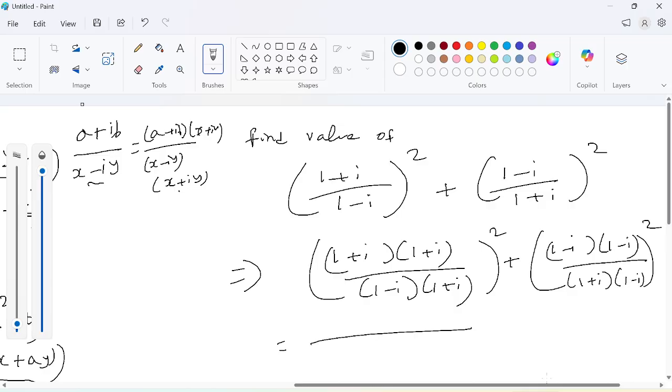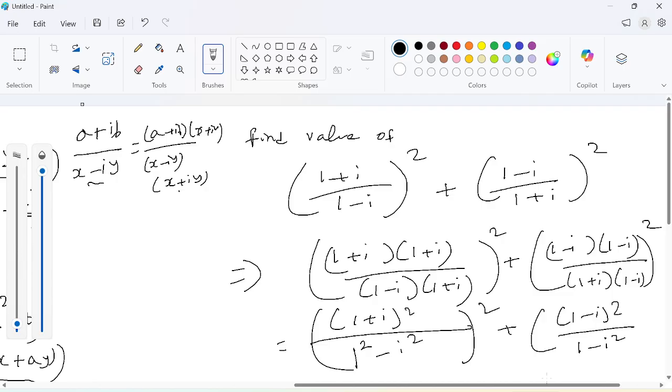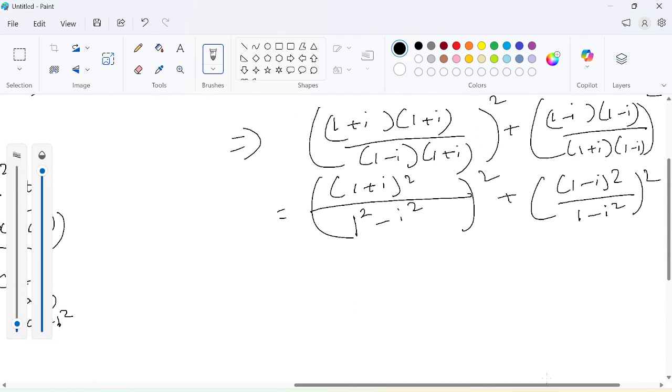So this is in the form of (a - b) into (a + b), which is nothing but a square minus b square. So 1 square minus i square. So again, this will be (1 + i) whole square, plus (1 - i) whole square. Now this will be what? Now expand this. This is in the form of (a + b) whole square: a square plus b square plus 2ab.